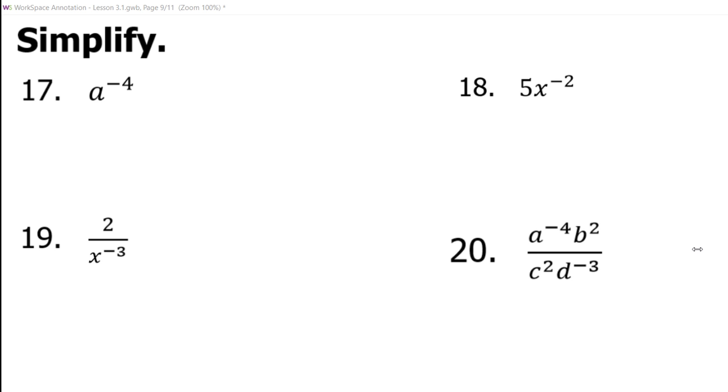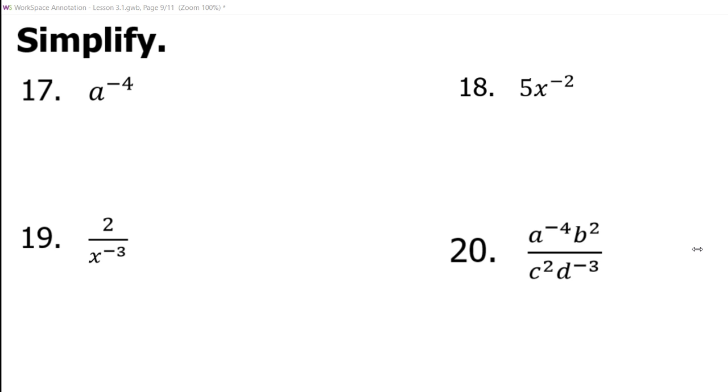Here is the biggest rule for today. If you have a negative exponent, you can't have it in your final answer. So final answers cannot have a negative exponent. So to get rid of a negative exponent, you send it to the other side of the fraction. And whenever you send something to the other side, you change the sign.